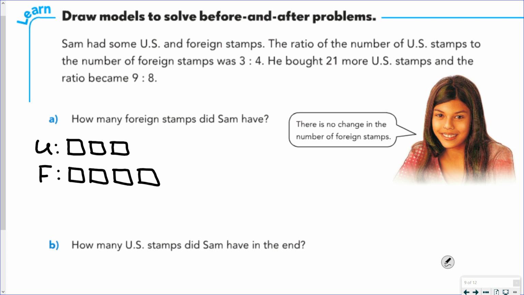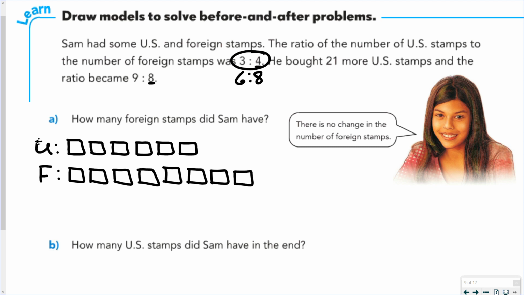So in the first ratio, 4 represents the foreign stamps, and in the second ratio, 8 represents the foreign stamps. Well, 4 times 2 is 8, so what we want to do is take this initial ratio and write an equivalent ratio, and that equivalent ratio would be 6 to 8. So I'm going to come down to my picture, and I'm going to make that adjustment. So there's 3, 4, 5, 6, 4, 5, 6, 7, 8.